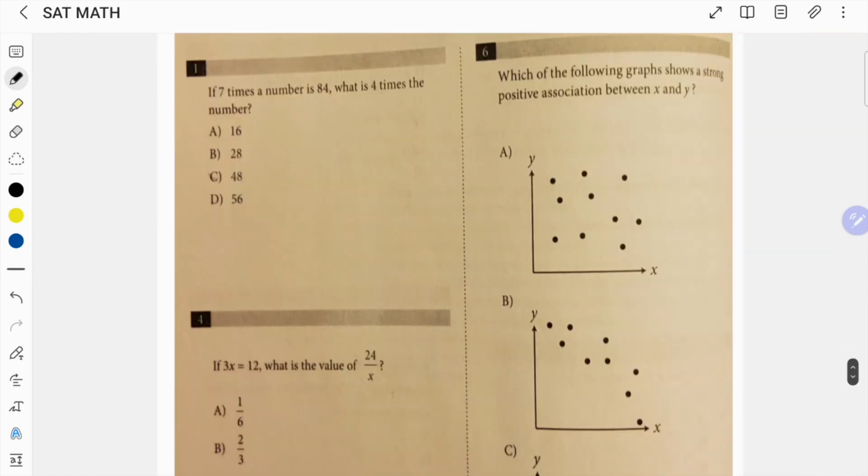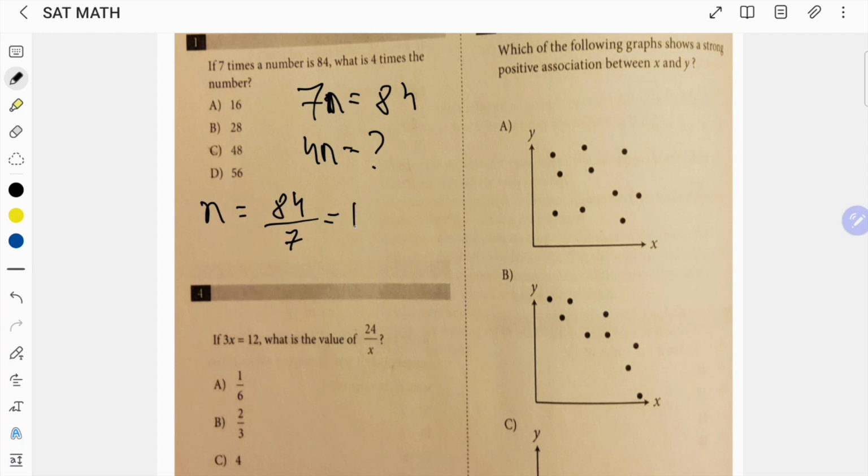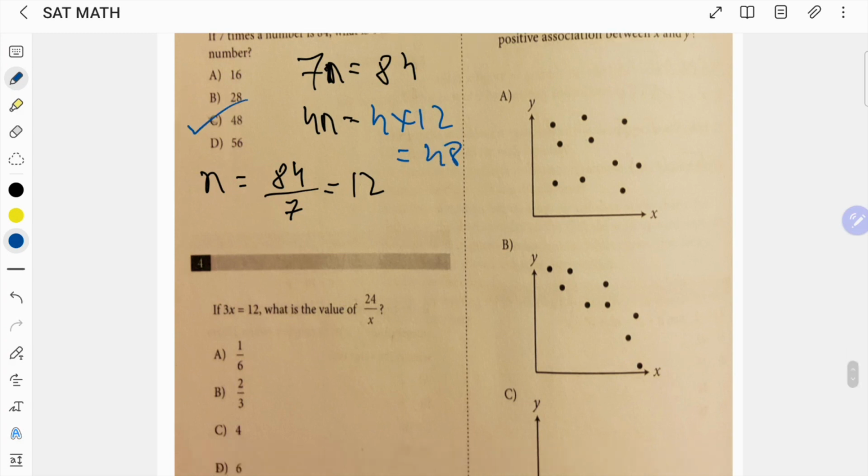Alright, moving to this question, which is module 2 for the drill set. If 7 times a number is 84, let n be that number. And what is 4 times the number? So we don't know that. So n is equal to 84 divided by 7, which is 12. So we can find out that 4 times the number is 4 into 12, which is equal to 48. So the correct option is option C, 48.